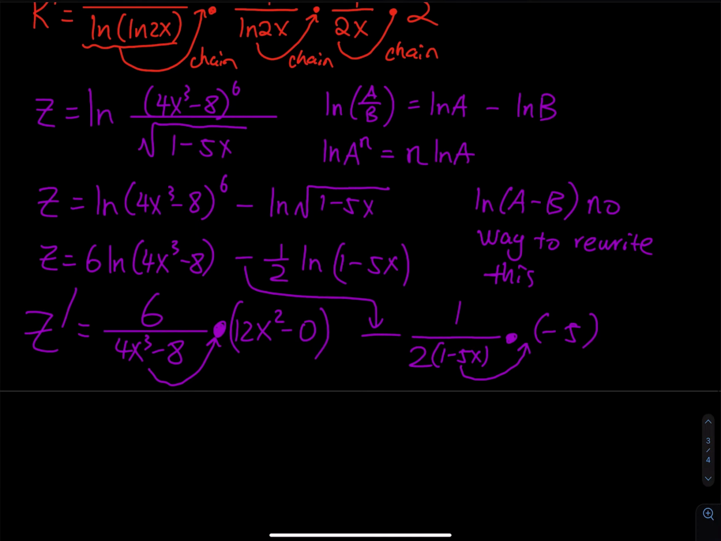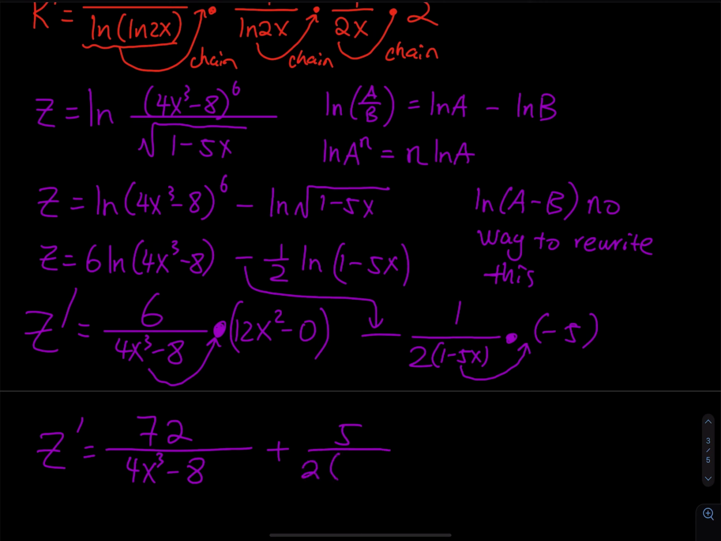And then you can clean this up by doing z prime equals, you have a 4x to the third minus 8. So this is a 72. And then plus 5 divided by 2 times (1 minus 5x), or you distribute the 2 in. Okay, so the plus is from this minus and this minus.